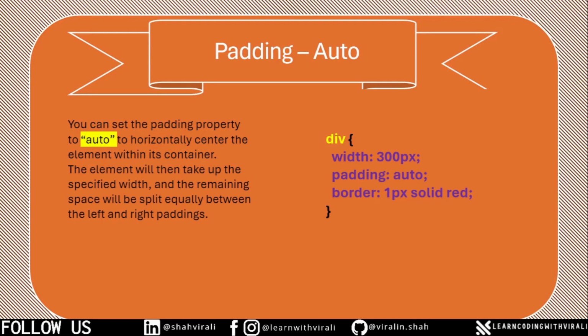Understanding how we can give the value of auto in the padding. You can set the padding property as auto to horizontally center the element within its container. So the element will then take up the specified width and the remaining space will be split equally between the left and the right side paddings. On the right hand side, you can see the example directly, specifying the value here as auto. So the browser understands on its own how much is the standardized padding that needs to be given for your HTML web page.